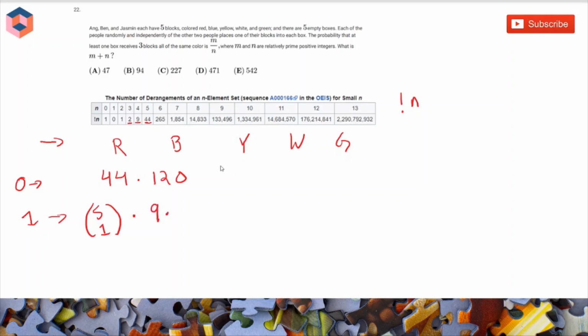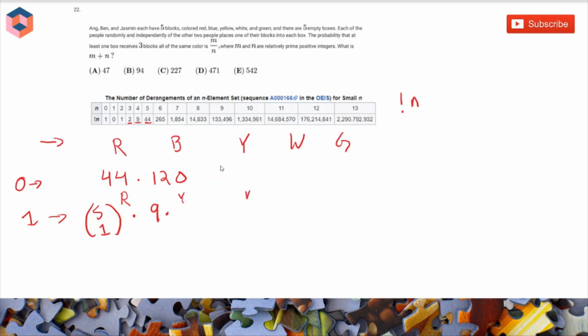Okay, so now we're basically looking for the number of ways that Jasmine can put her stuff without it being in any of the common elements, so without any of the boxes having 3 elements of the same color. How many ways can she do that? We can just assume that R is the common one. It doesn't really matter which one is the common one, since we already have this 5 choose 1 term. After this, we're looking for any generic derangement.